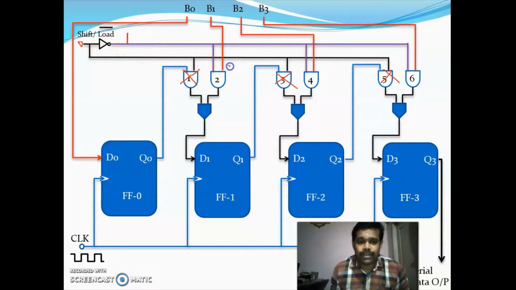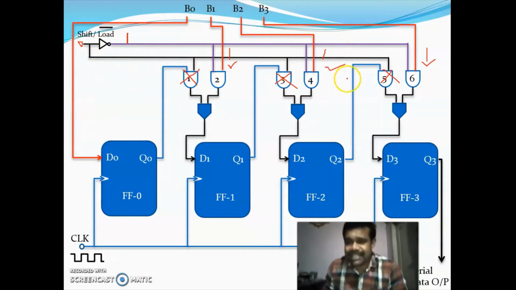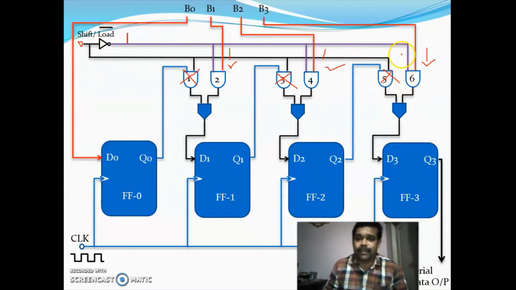And one of the inputs of gates 2, 4 and 6 is 1. To the other input of these AND gates you have provided B3, B2, B1 and B0. Since one of the inputs of these AND gates is 1, the output of these AND gates depends upon the other input. If the other input is 1, you will get an output of 1 here. If the other input is 0, you will get an output of 0 here.